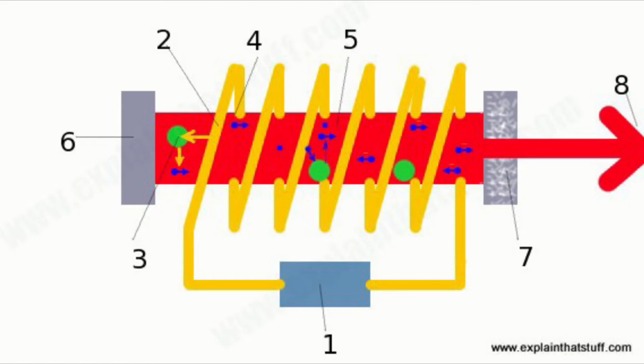6 is a mirror at one end of the laser tube, which keeps the photons bouncing back and forth inside the crystal. 7 is a partial mirror at the other end of the tube, which bounces some photons back into the crystal but lets some escape. 8 is the escaping photons, which form a very concentrated beam of powerful laser light.